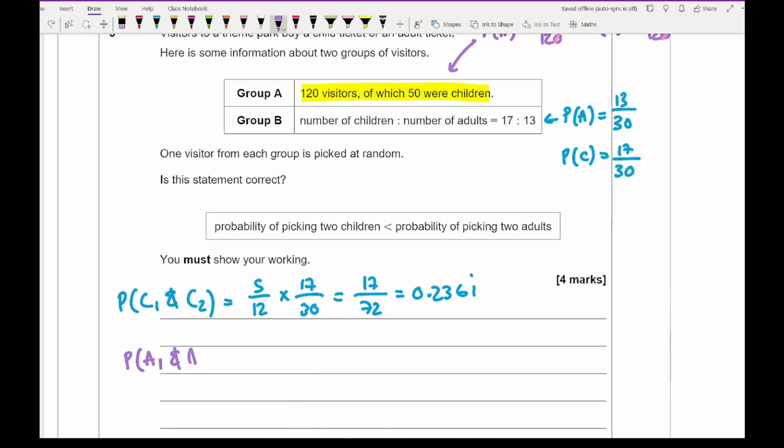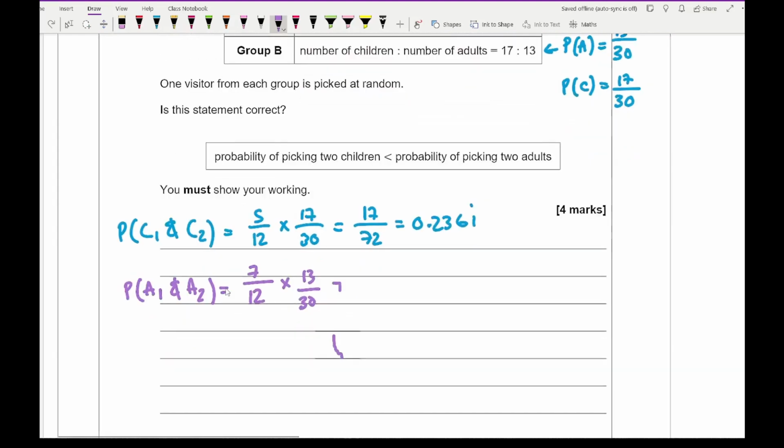Then if I work out the probability of selecting 2 adults, so an adult from Group A and an adult from Group B, the adult from A is 7 over 12, multiplied by the adult in Group B, which is 13 over 30, equals, and if I work that out, I get an answer of 91 over 360.